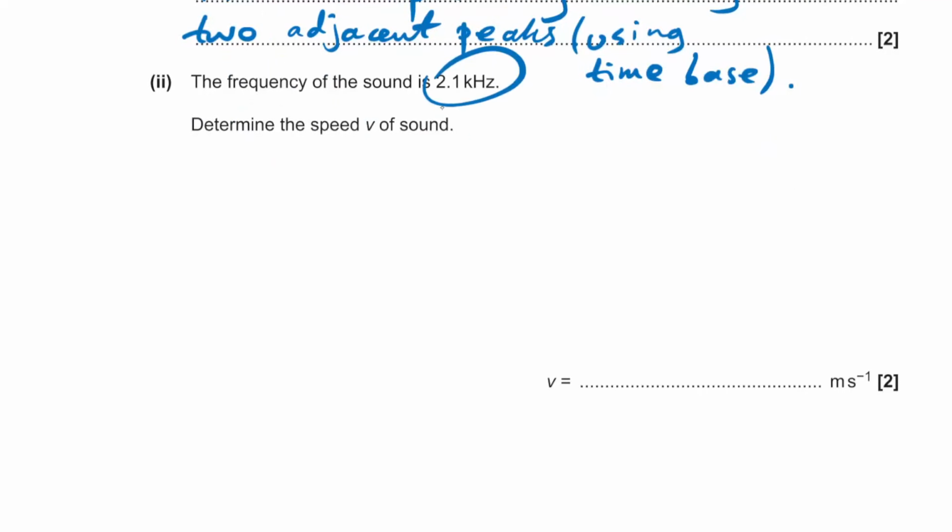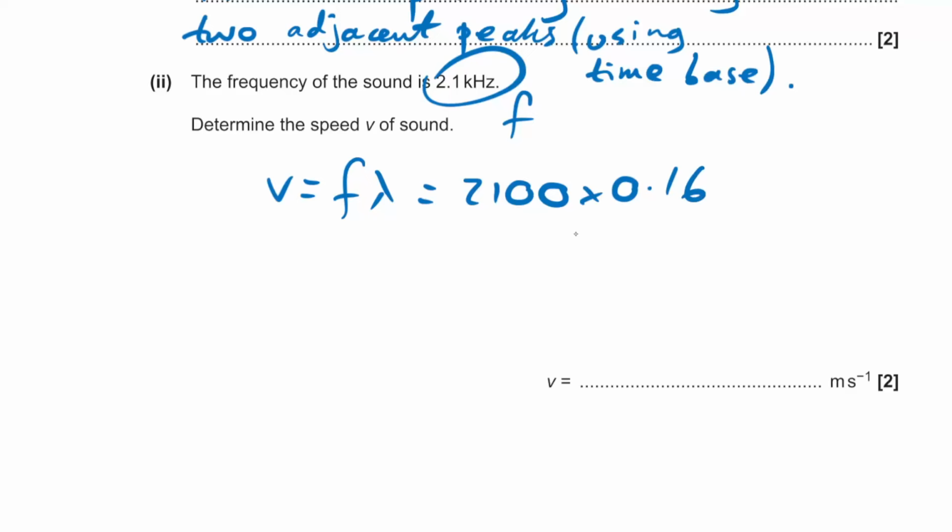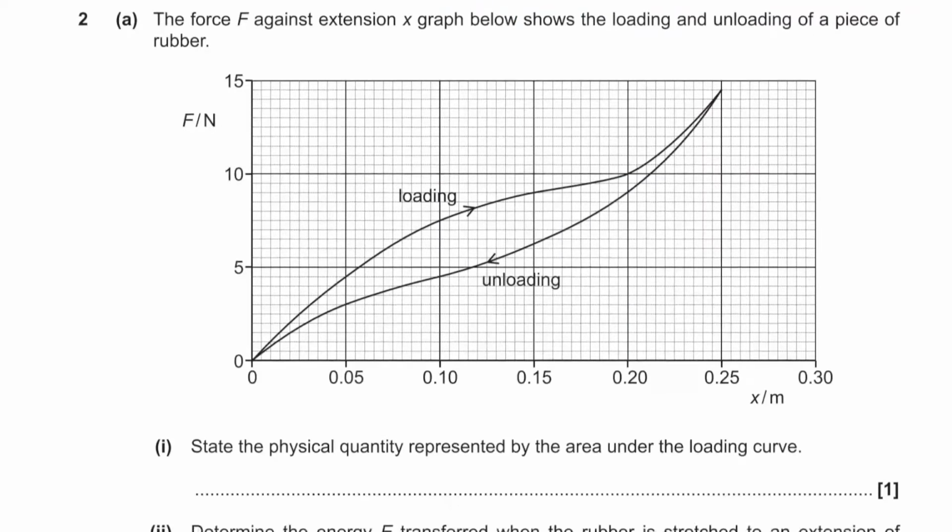Right, we have the frequency there, and we're looking for the speed, so therefore we know that v is equal to f lambda, so that's equal to 2100 times the wavelength, which you said was 0.16. I feel like I can do that in my head, but I'm not going to. That's 336 meters per second, which sounds pretty on brand for sound waves. 2, force against extension graph for a piece of rubber.